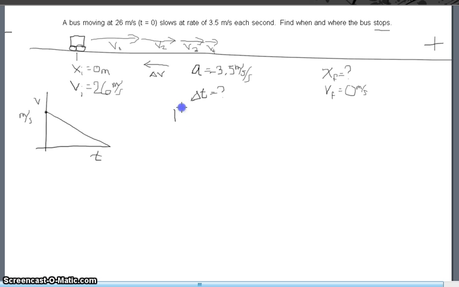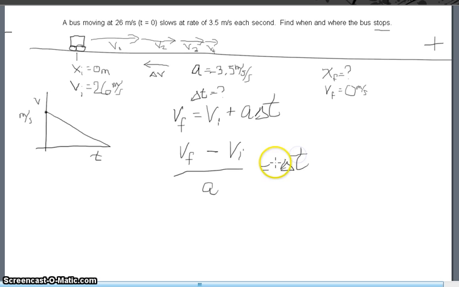So I'm going to first write that equation in variable form. VF is equal to VI plus A delta T. I want to solve for delta T, so I'm going to show the manipulations without plugging anything in. So I have VF minus VI divided by A is equal to delta T. And then I can substitute in the numbers.